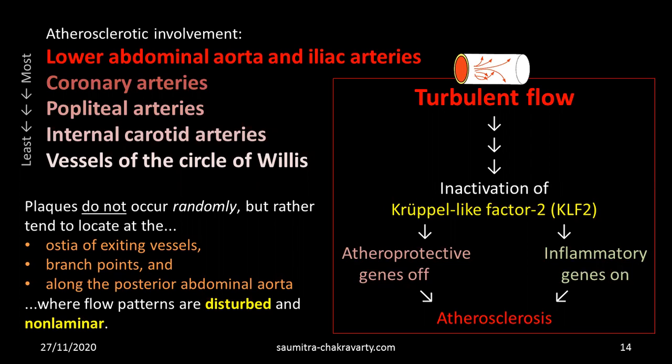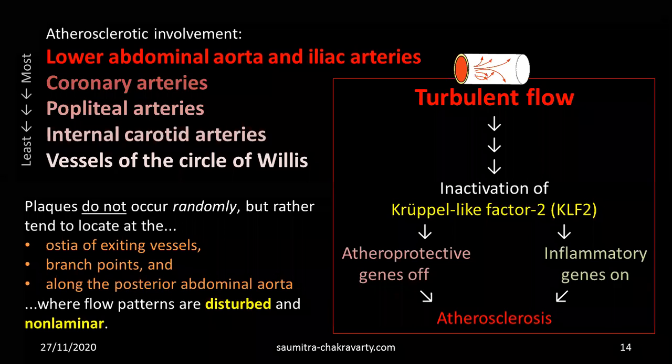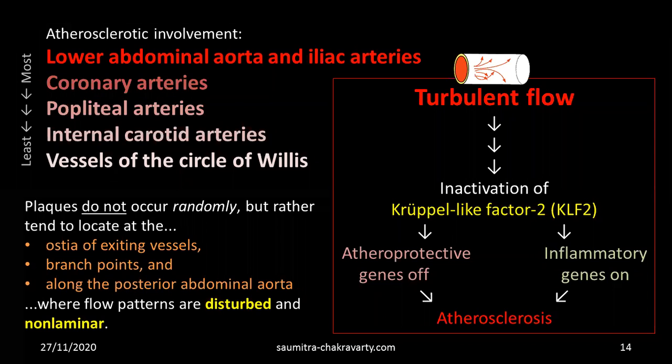I appreciate that. Now, the plaques do not occur randomly. They depend on a lot of factors, like the ostia of exiting vessels. It's like a bifurcation, like branch points, and also along the posterior abdominal aorta. Is the abdominal aorta a completely linear vertical structure, or is it a little bit curved?